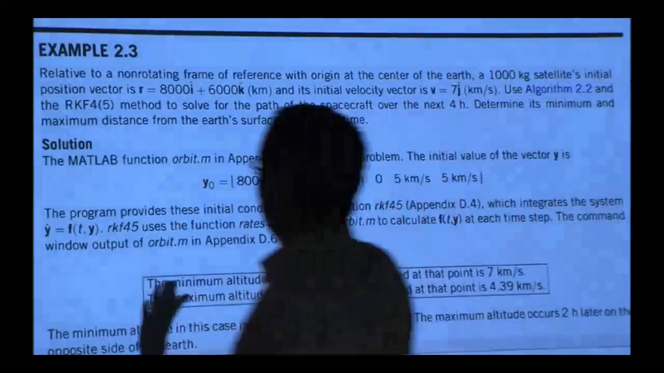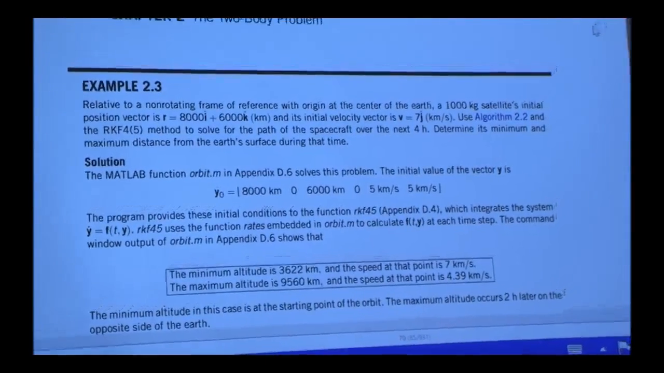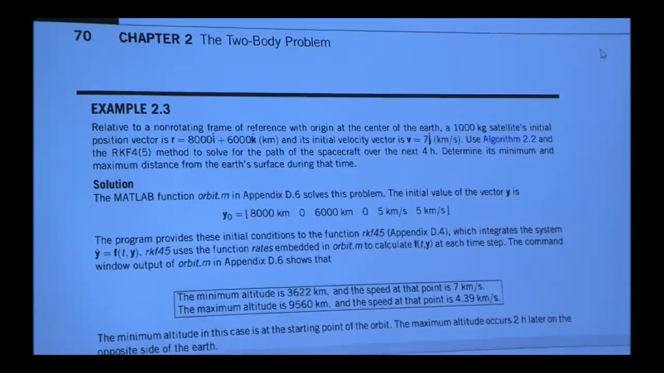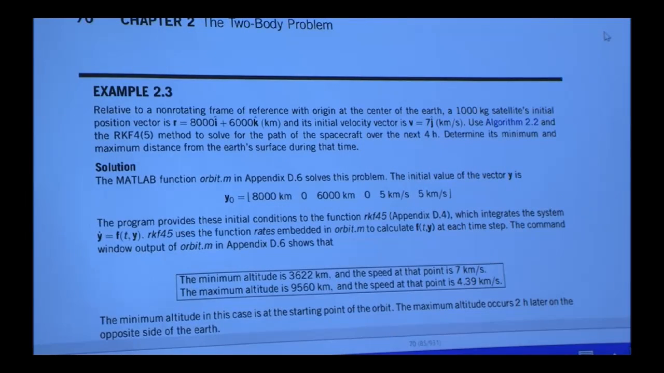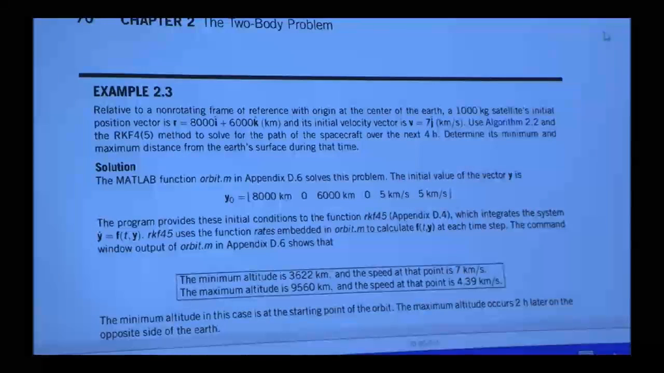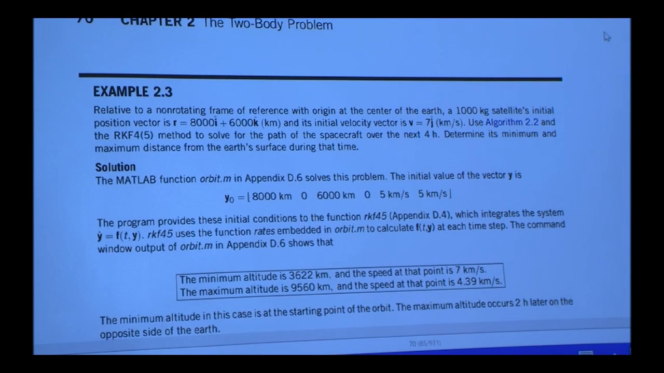Relative to a non-rotating frame of reference with origin at the center of the Earth, that's exactly what we did last time. So now M1 is the Earth. A satellite weighing 1,000 kilograms, which is nothing compared to the Earth's mass. Position vector is R, 8,000 I plus 6,000 K in kilometers. That is using a Cartesian coordinate system that is not rotating and has the origin at the center of the planet. And that is the initial position, your R0. And they give you the initial velocity vector, which is only on the y-axis, 7 kilometers per second.